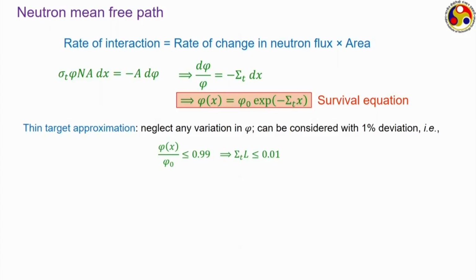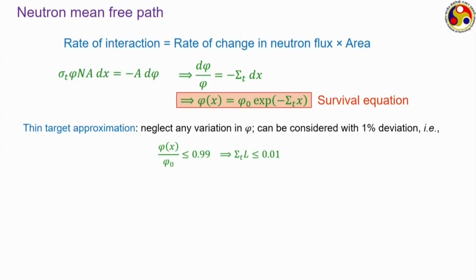That means we neglect any variation in the neutron flux; rather, we assume the neutron flux to be constant over the entire domain of our interest. Generally, that kind of approach can be used when the variation in this phi is less than 1% of its initial level. So, we can use this thin target approximation when phi(x) at x equal to L, the end of the target, is within 99% of the initial value.